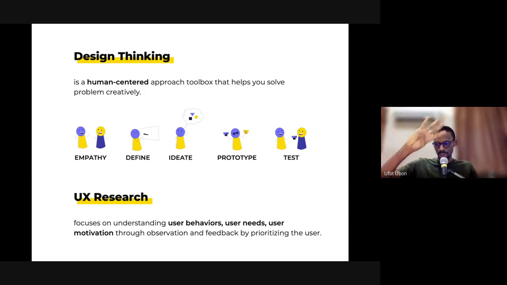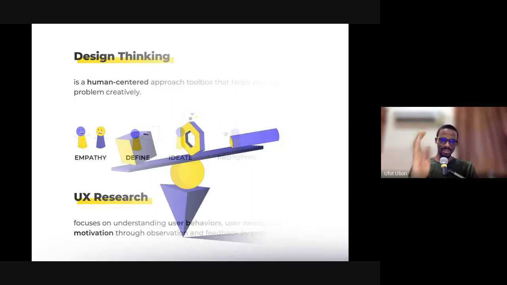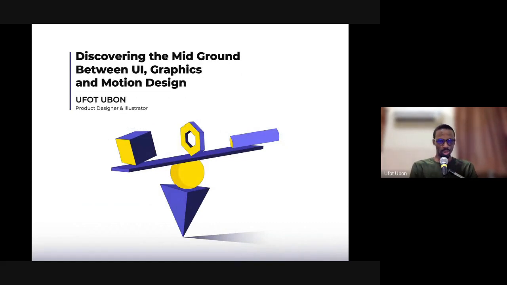User research, I'm just going to name four things that user researchers focus on. Number one, they focus on understanding user behavior, user needs, and motivation through observation and feedback. I think I'll stop here for now. If you have any questions, my time's up. But thank you, that's it. So these are the two catalysts that help aid the middle ground between UI, graphics, and motion design. Thank you.